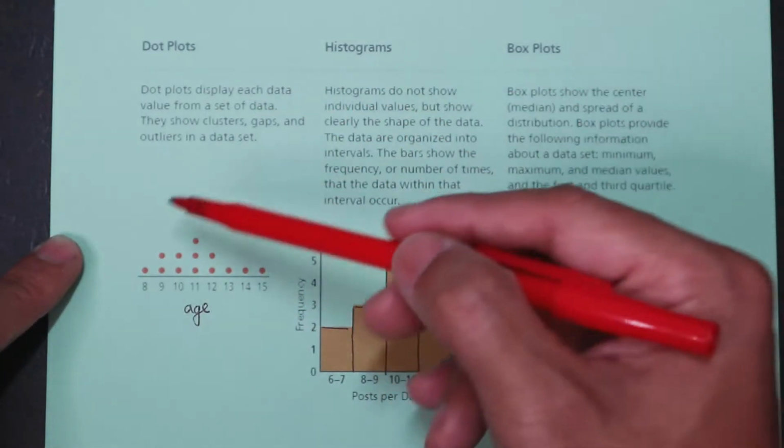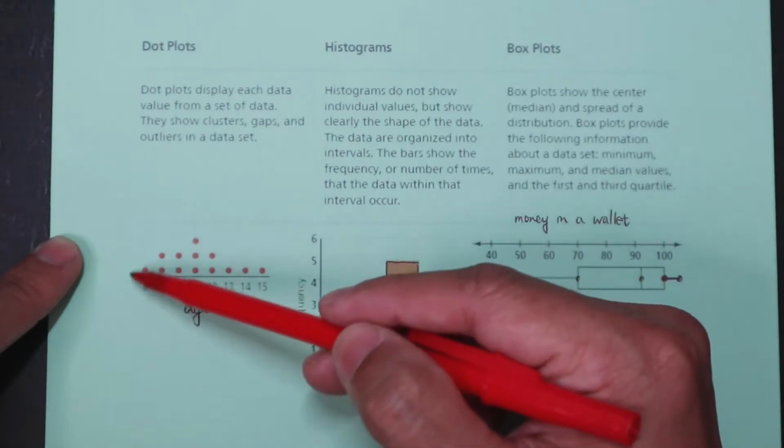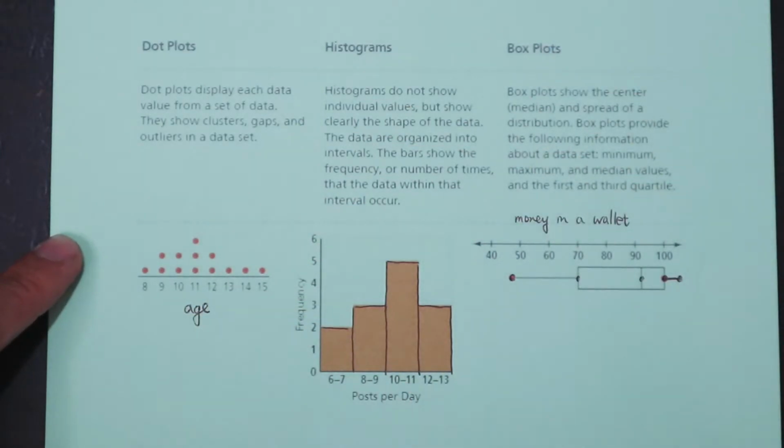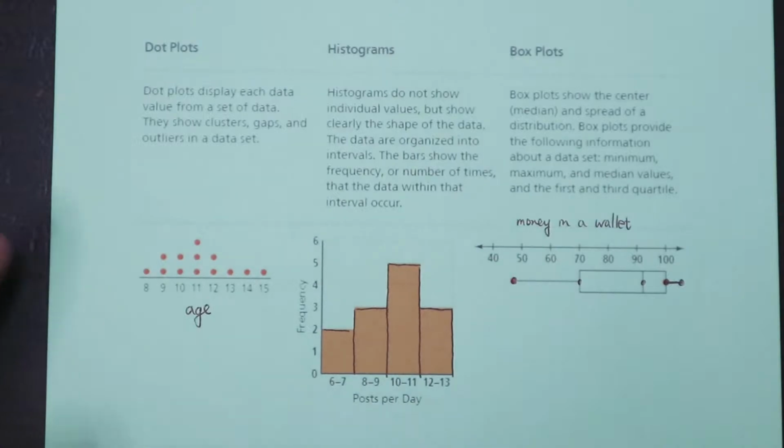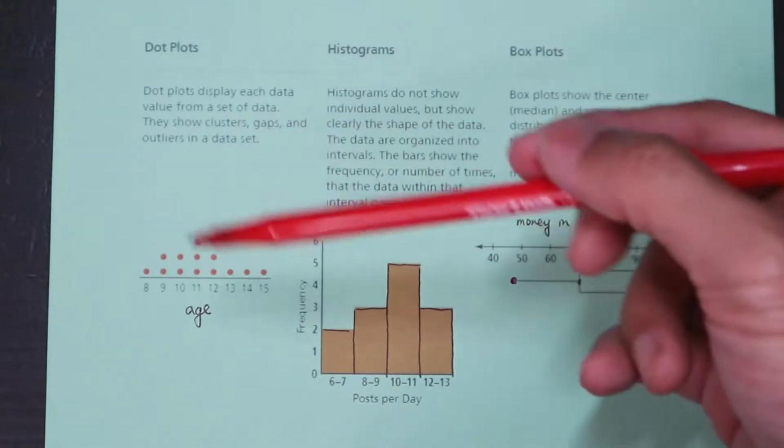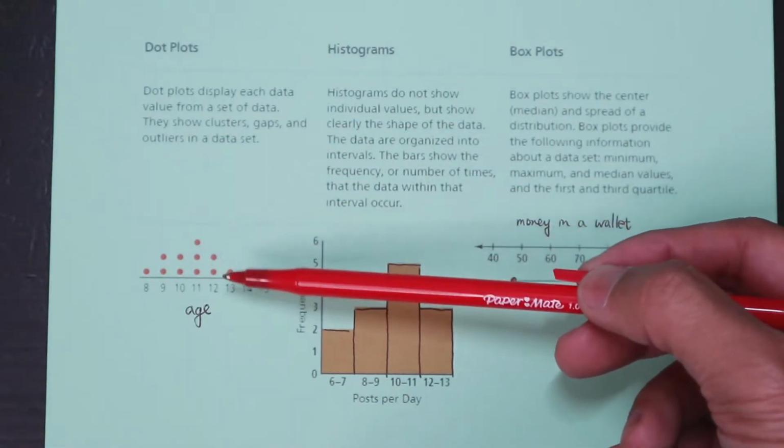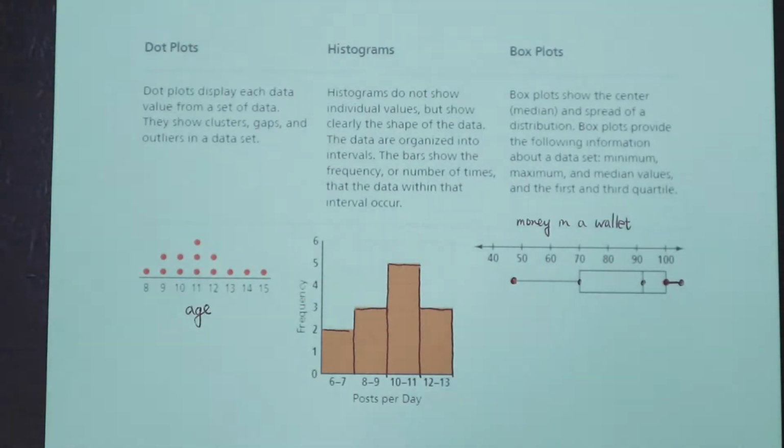And I see that most children are around 8 to 12 years old because it clusters around there. So from here, you're able to see the age of every individual child, as well as which age is the most common and the least common.